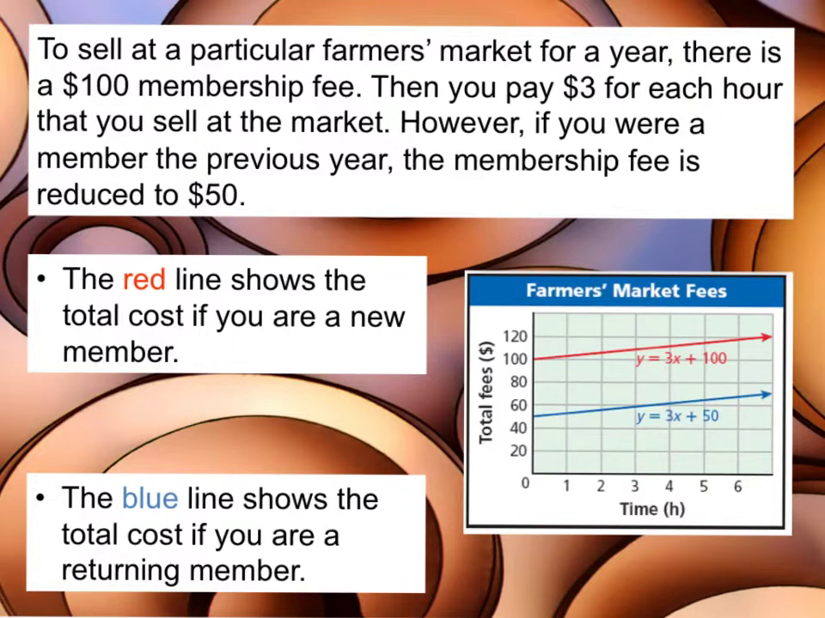So this represents the fees that the people have to pay in order to go there to sell their product. And they have the different fees set up, and it tells you what the red and blue line represent. But I don't want to focus on that. I want to focus on looking at the slope.